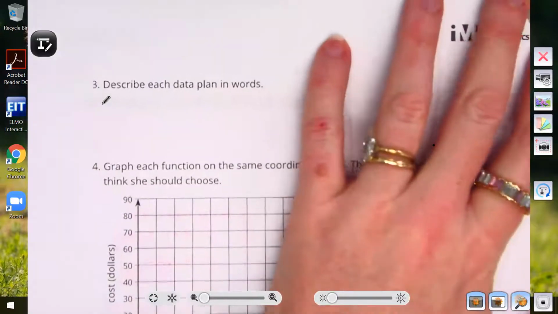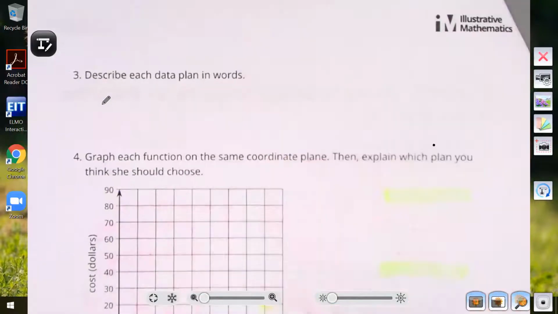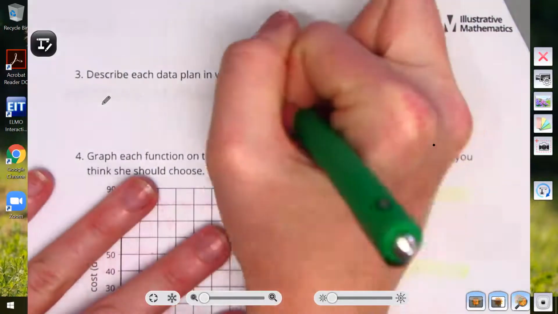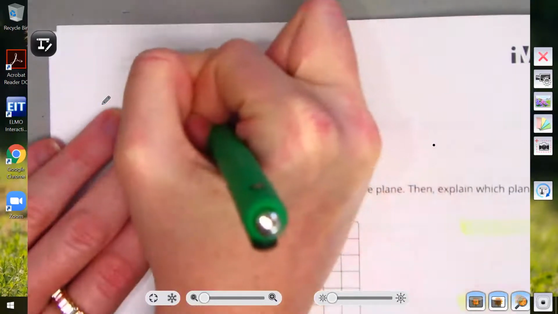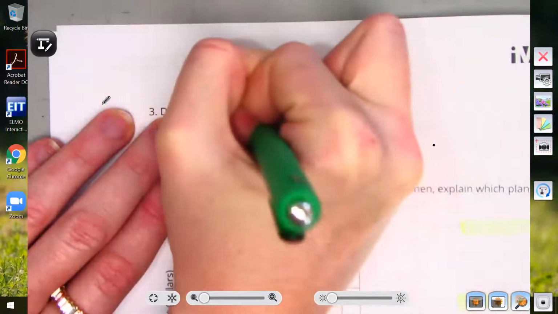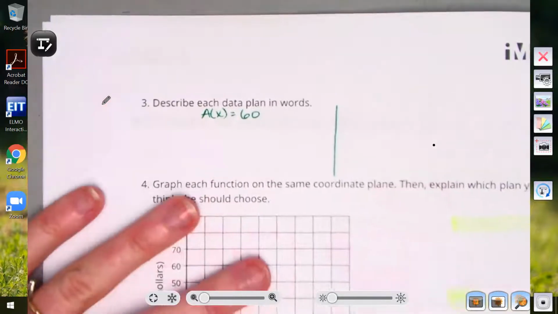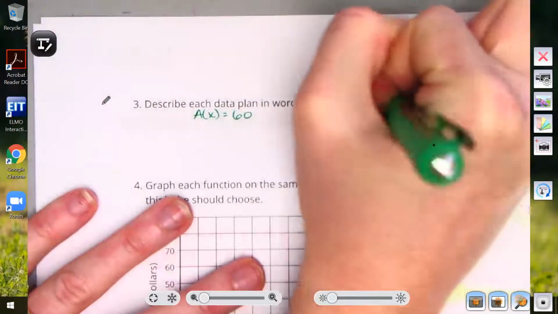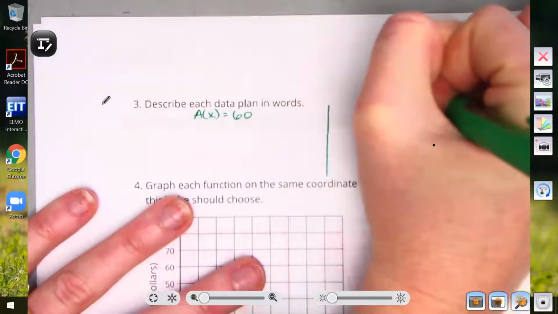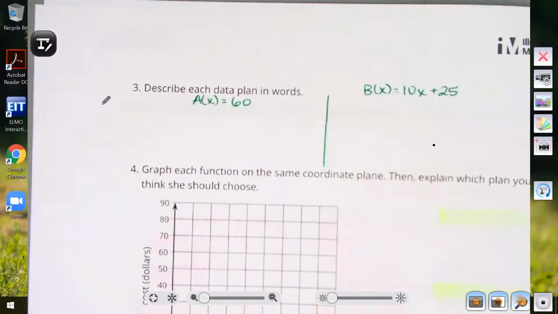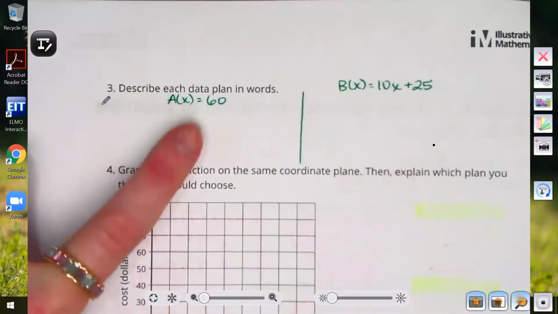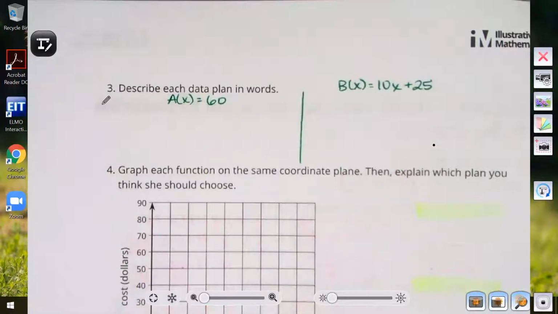All right, now it wants us to describe each data plan in words. Just to keep things organized, we're going to split it up. We have data plan A. I'm going to write real small. We have A of X equals 60, and then we have B of X equals 10X plus 25. We've already talked about these a little bit, what they kind of mean. So someone explain to me what's happening in this first option, option A. Describe to me that phone plan.